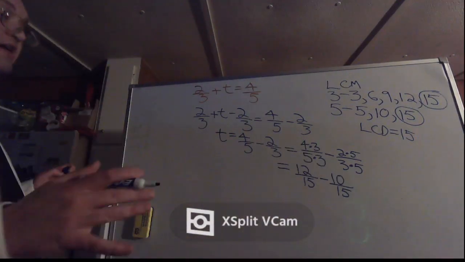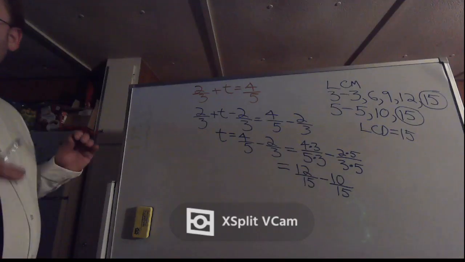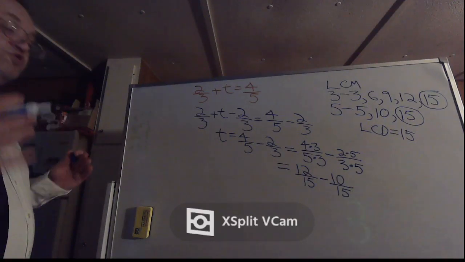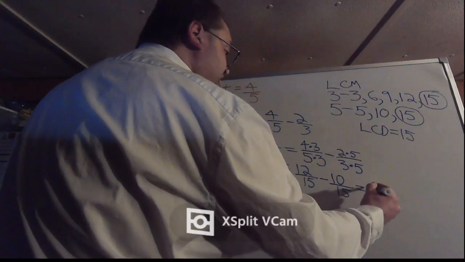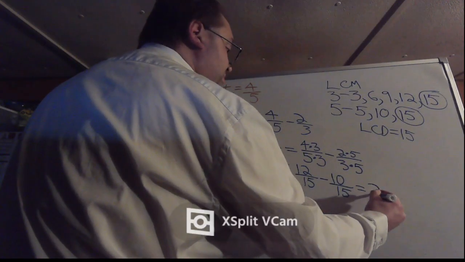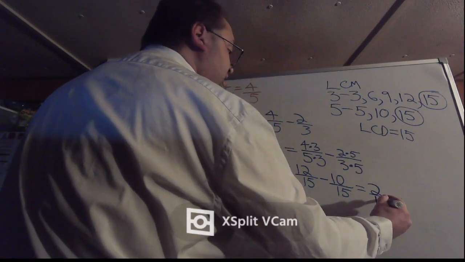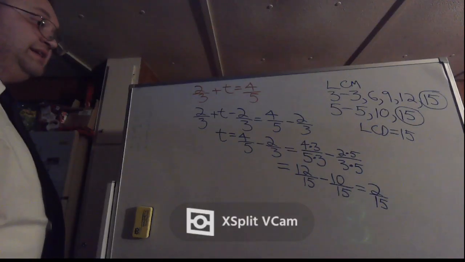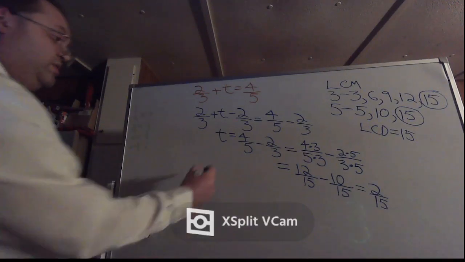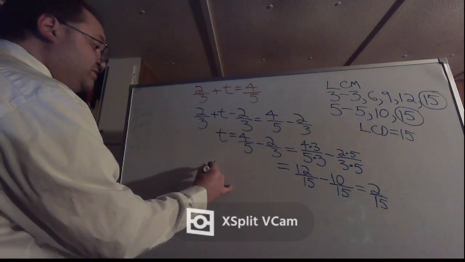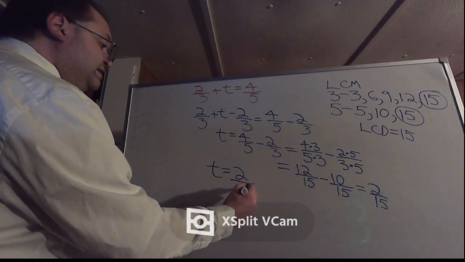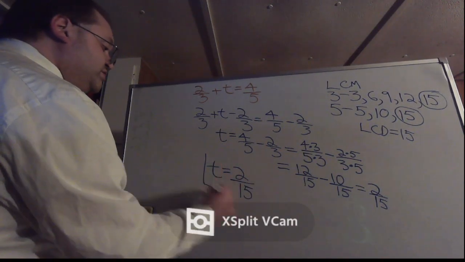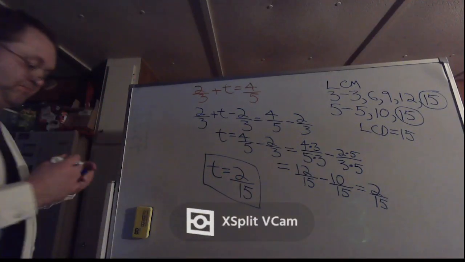Now that you have both terms having the same denominator, you can go ahead and subtract them. So what is 12 minus 10? Oh, that's going to be 2. The denominator stays 15. And we can see it's in its simplest form. We cannot do anything else with it. We cannot factor 2 and 15. They don't factor with each other. So t is going to be equal to 2/15. Final answer.